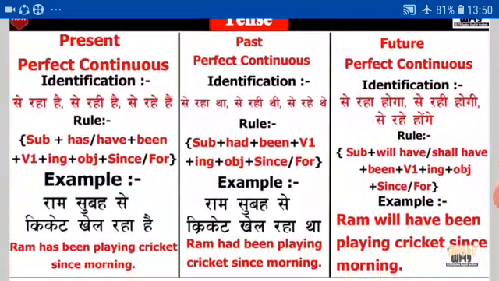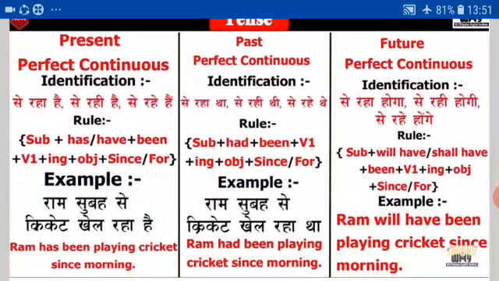Students, we have to use has or have here: has for a singular subject and have for a plural subject. And we also have to use since or for here. Since is for a definite time and for is for an indefinite time. Past perfect continuous identification: से रहा था, से रही थी, से रहे थे. Its rule is subject plus had plus been plus first form of verb plus ing plus object plus since or for. For its example, Ram had been playing cricket since morning.